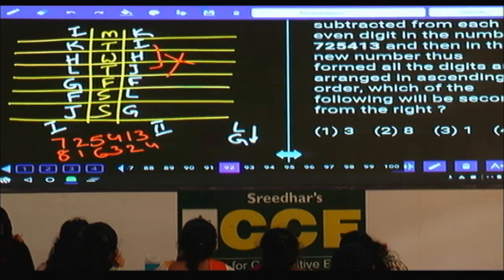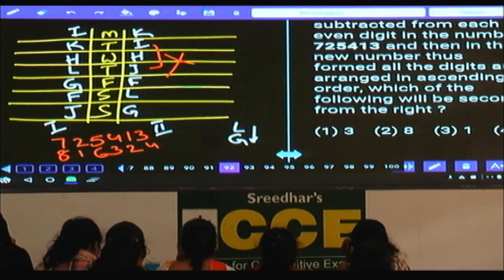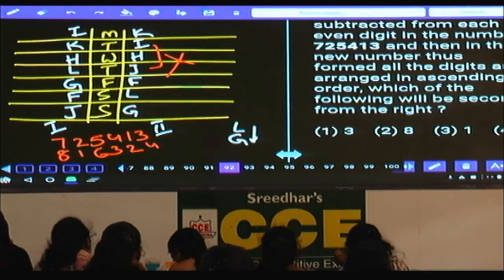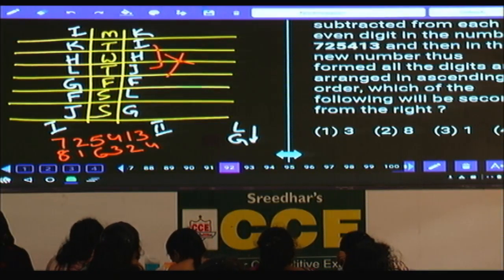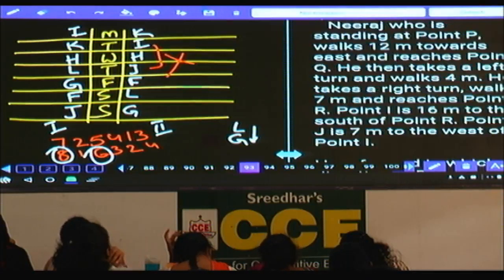Now the question is about which of the following will be second from the right hand side. All the digits are arranged in ascending order. Ascending order, second from the right. Second from the right hand side means which is at the first place from the right. First from the right, highest 8. Second from the right will be 6. Now 6 is the answer, choice 4. 92. Then 93 onwards.